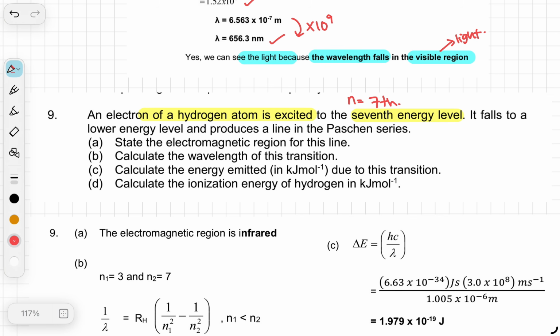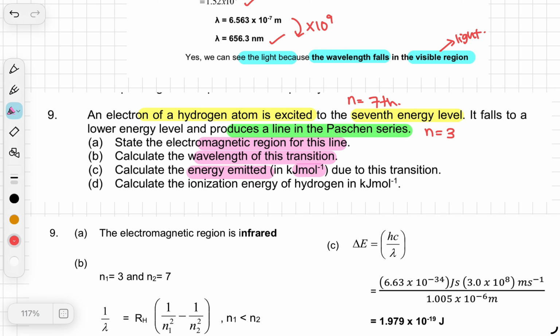All right. It falls down to produce a line in the Paschen series. So, Paschen series means n final equals 3. State the electromagnetic region for this line. Calculate the wavelength of this transition. And next, you're going to calculate the energy emitted in kilojoule per mole.